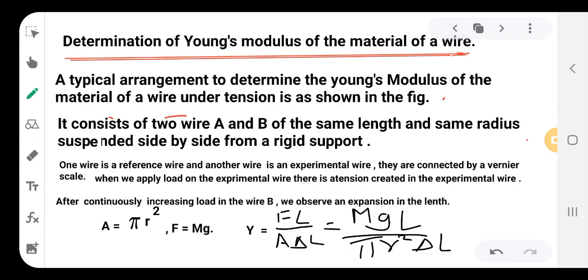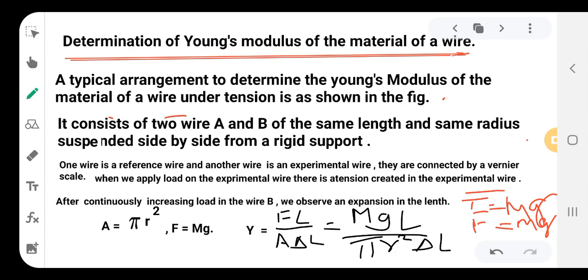On the wire, one wire is the reference wire and the other wire is the experimental wire. They are connected by a vernier scale. When we apply load on the experimental wire, there is extension and tension created in the experimental wire. Tension is given by T equal to M into G. So tension is nothing but the force, F equal to M into G.